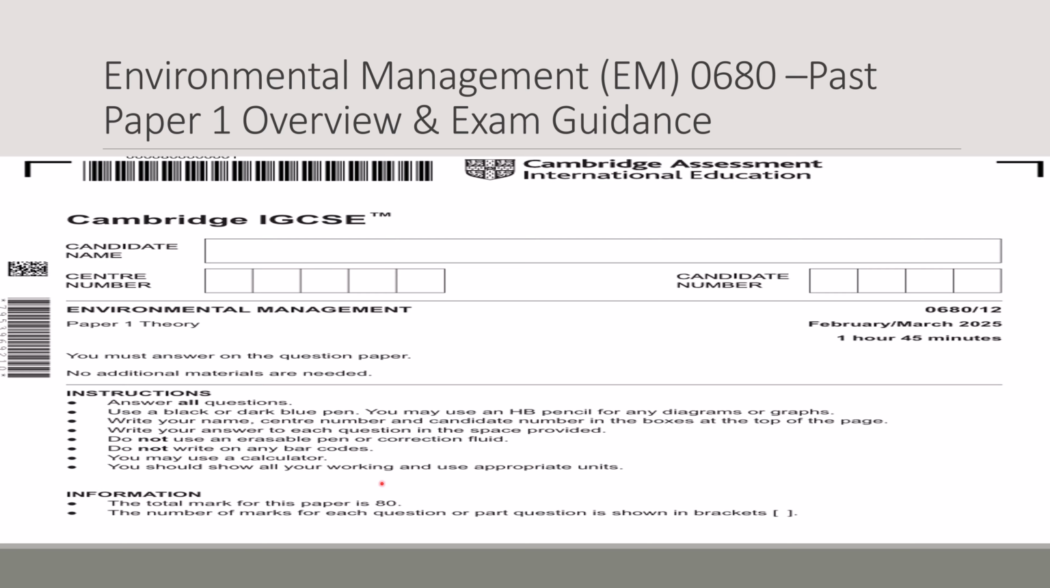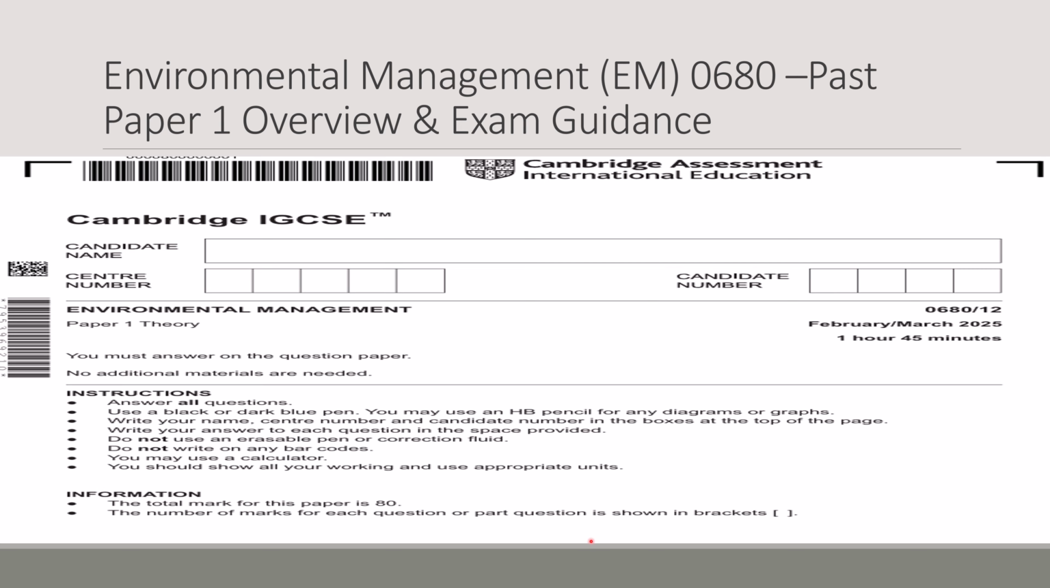Do not write on any barcodes. You may use a calculator. You should show all your working and use appropriate units. These instructions must be followed strictly, otherwise marks can be lost unnecessarily. Cambridge also mentioned that the total marks for this paper is 80. The number of marks for each question or part question is shown in the brackets.